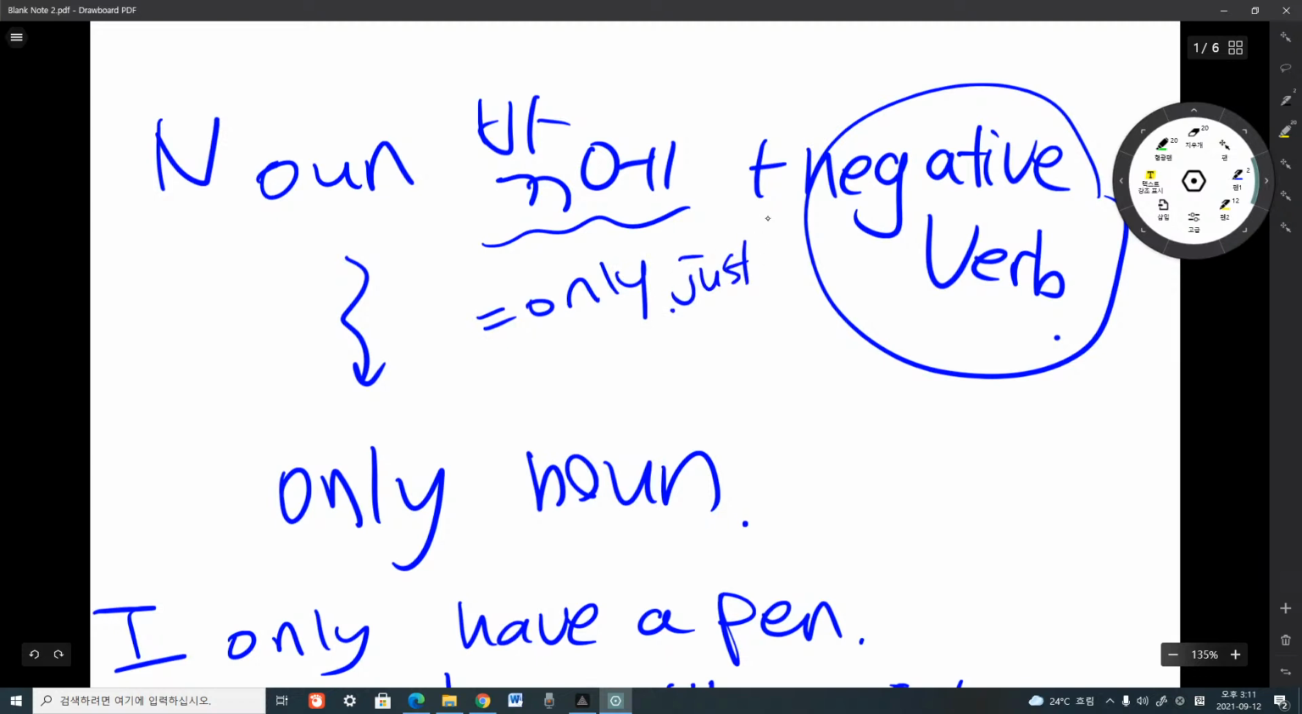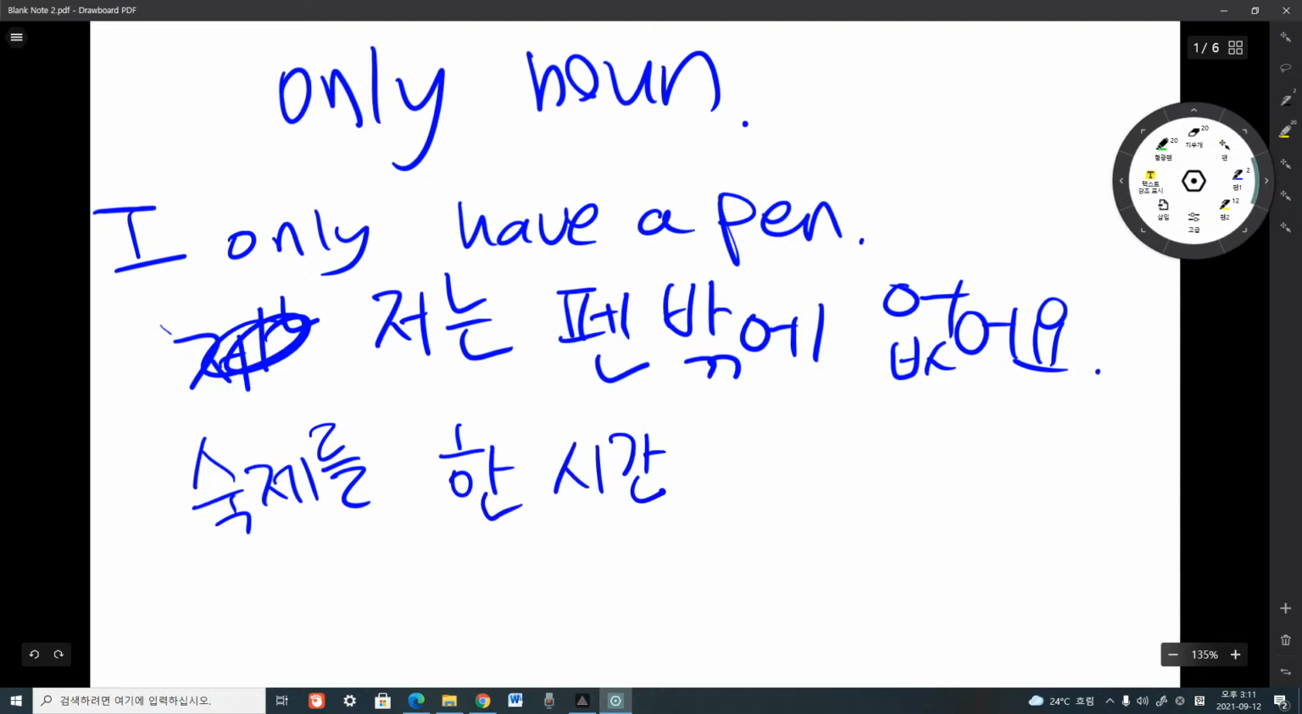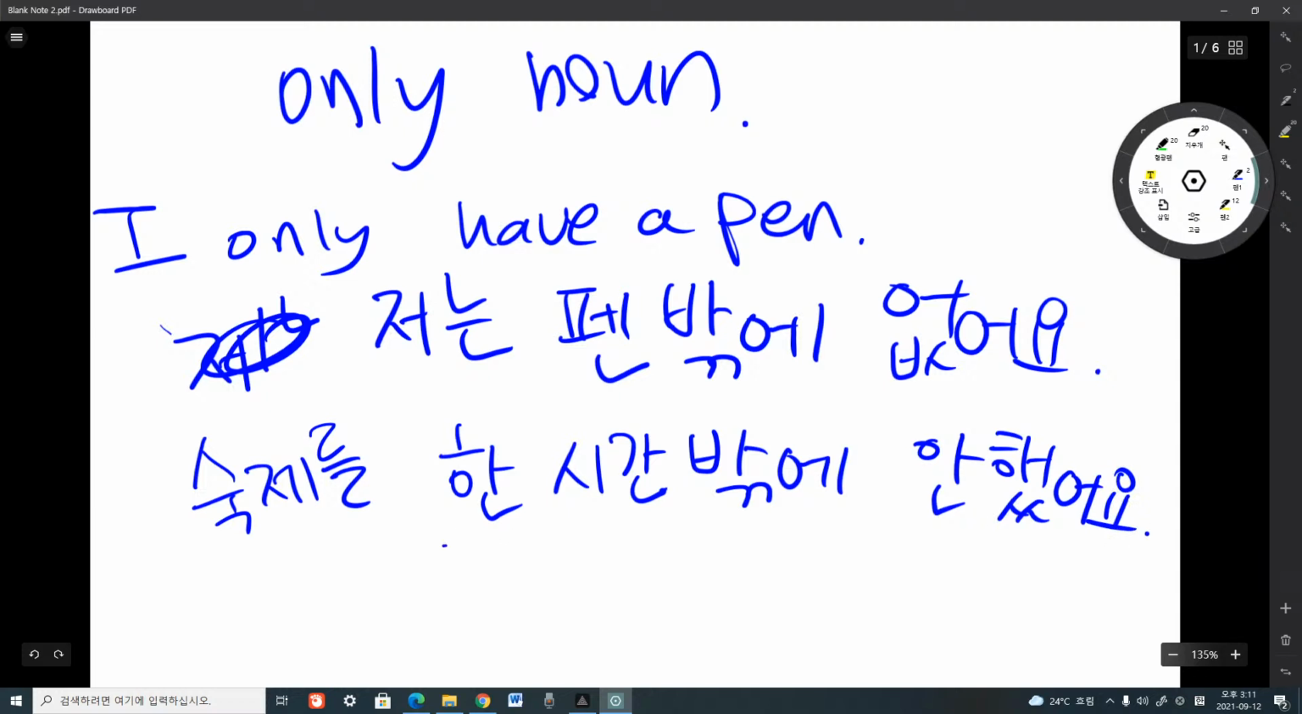Like Paula said, 밖에 in this case, wouldn't it be like just something? Yes, that is true. So only noun. So if you say 저는 펜밖에 없어요, it's like I only have a pen. So if you say 숙제를 1시간밖에 안 했어요, can you try guessing what this would mean, guys?